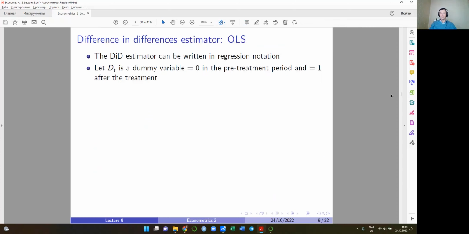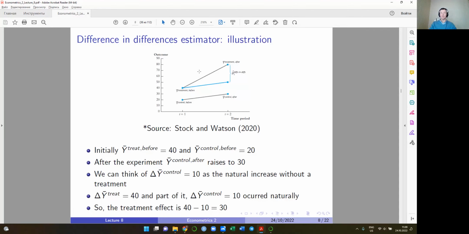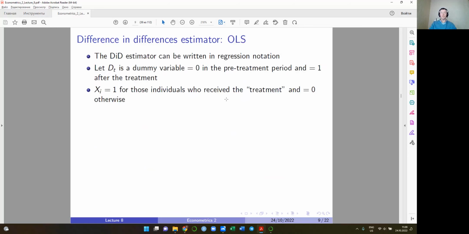We need to introduce two variables. One variable, let's denote this as dt, is a dummy variable which is 0 in the pre-treatment period and 1 after the treatment period. So on this picture, d is going to be 0 here and d is going to be 1 here. X is a treatment variable, and x equals 1 for those who receive the treatment and 0 for those who do not receive the treatment. So x is 0 for the control group, x is 1 for the treatment group.